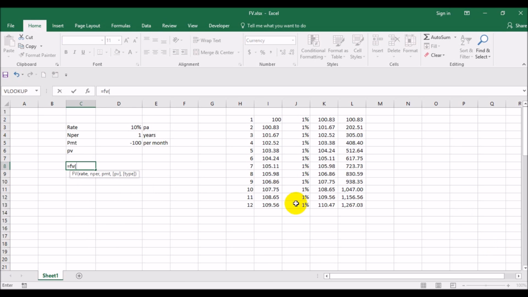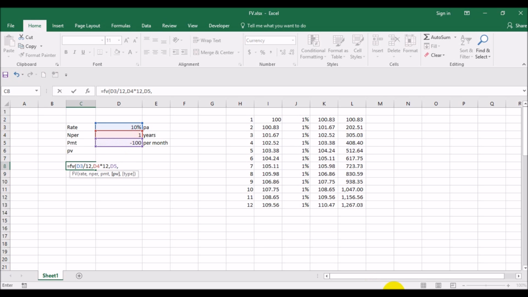FV, the rate of interest is 10, but in this example we are making the payment on a monthly basis. So your rate of interest has to be broken down to 12 months so that it will be a monthly rate, comma, Nper, which is 1 year, but again we need to convert this period into months, which is 12 months, comma, 100 rupees per month. Why am I putting it as a minus value? Because this amount is given to the bank, so it's going out, so that's why I made it minus 100.